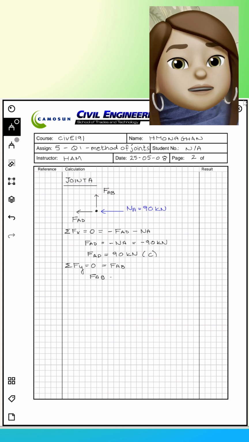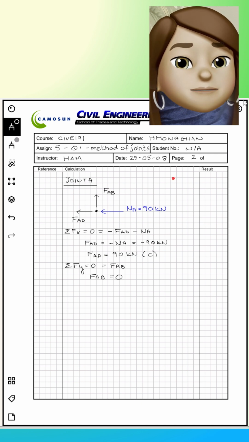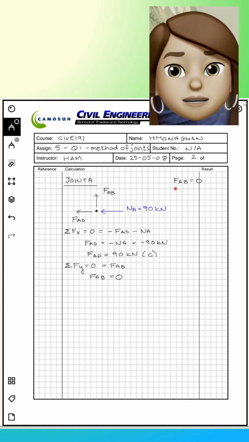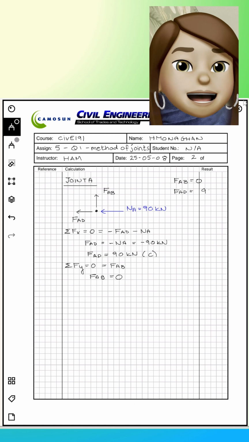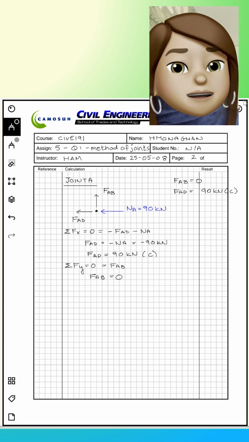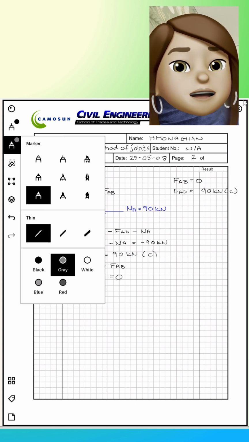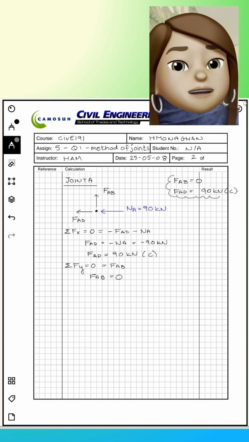Then we've got the sum of the force in the Y still that we can use. We do a quick little inspection. Sum of the force equal to 0 because we're in equilibrium, and then that force in AB turns out to be 0. Crazy, eh? Okay, so we're just going to do a little summary here. That force in member AB is 0. That force in AD is 90 kilonewtons in compression.